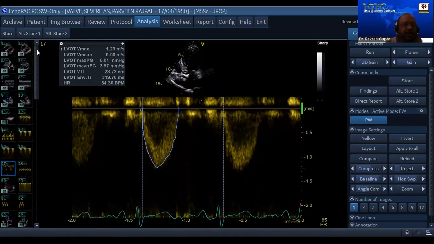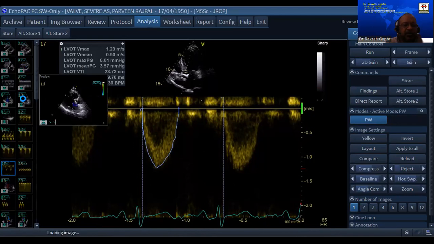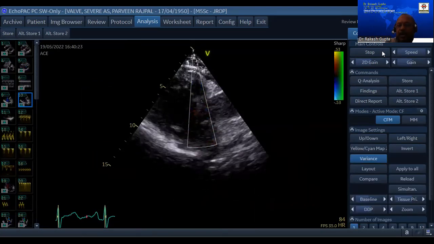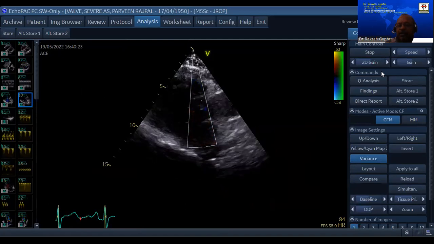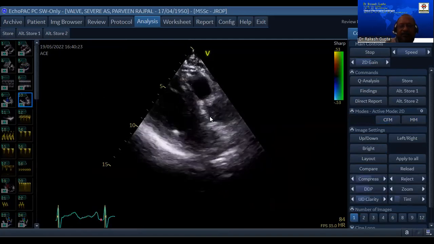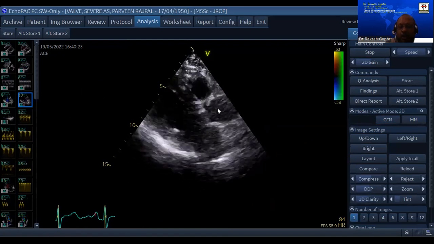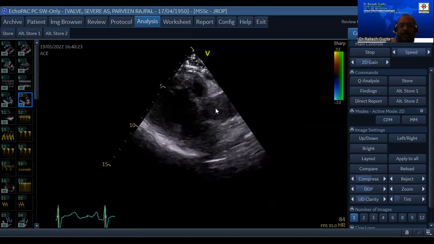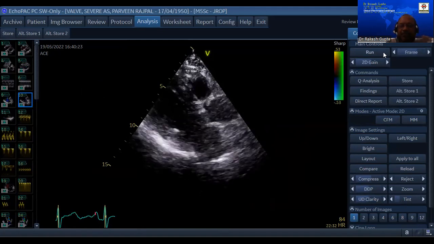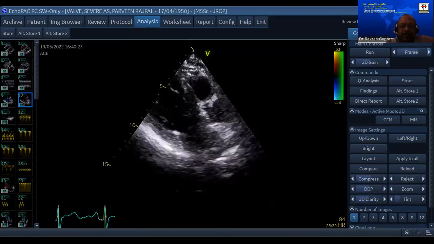Then we go back to the same apical long-axis view. And this is the most difficult part of aortic stenosis evaluation. We have to have leaflets which are really opened up as much as we can. So I'm going to measure it for you. I'm going to stop it for a second, then go frame by frame.